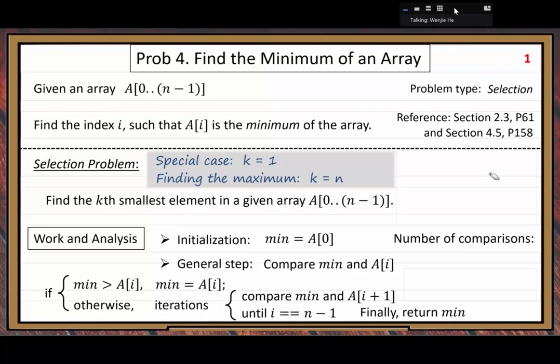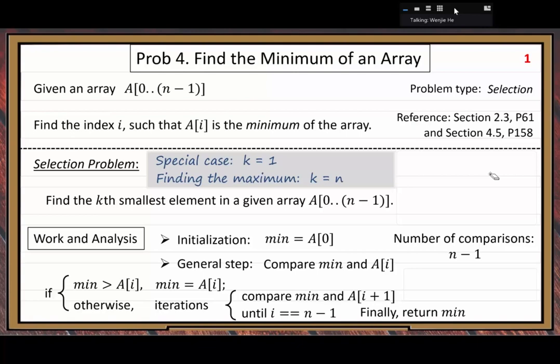Then, for all the remaining elements, there are n minus 1 elements. For each of the remaining elements, we do one comparison. So the total number is n minus 1. So this step is pretty easy.